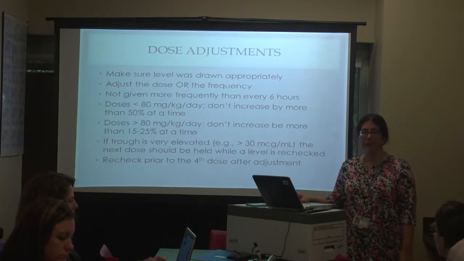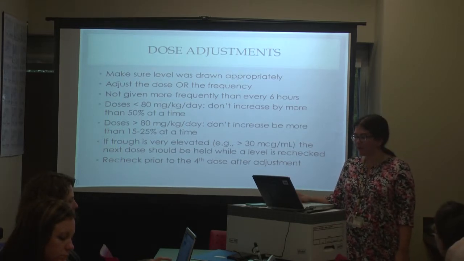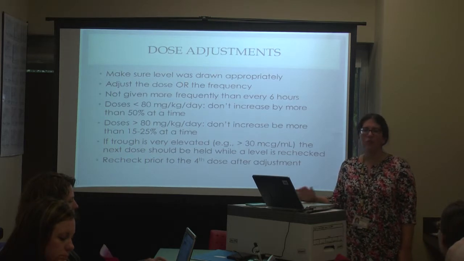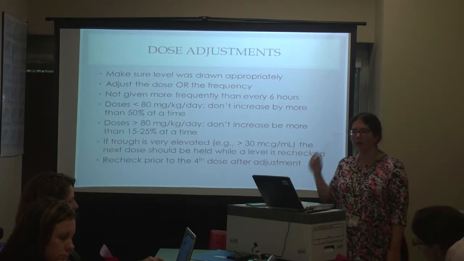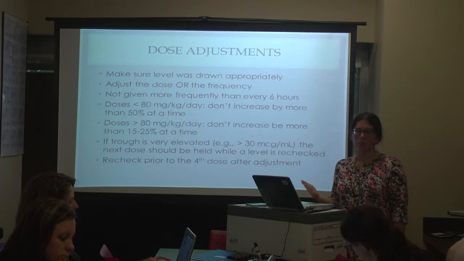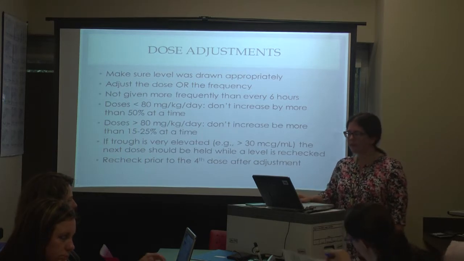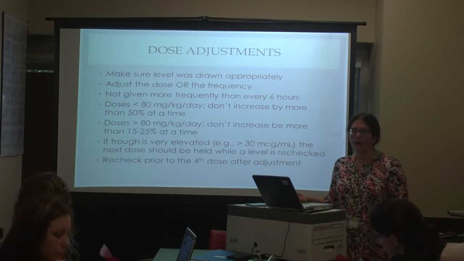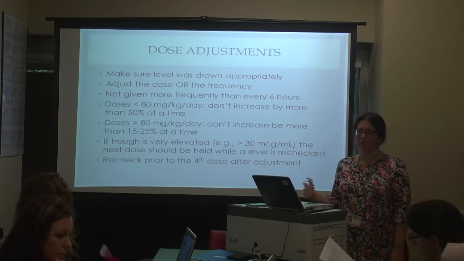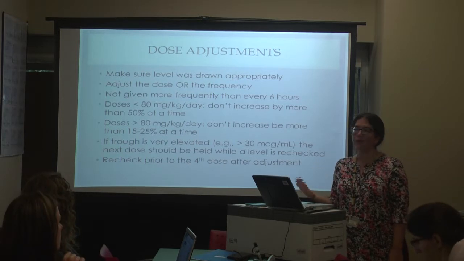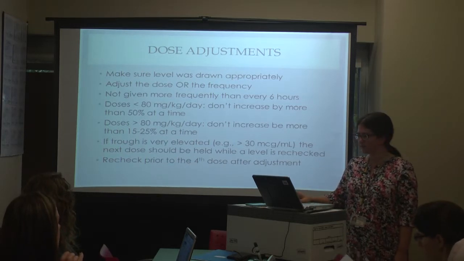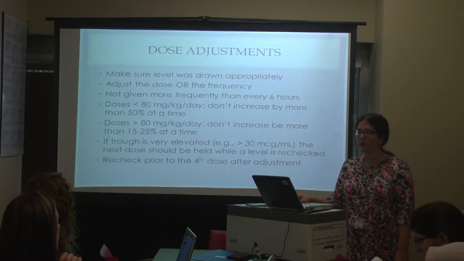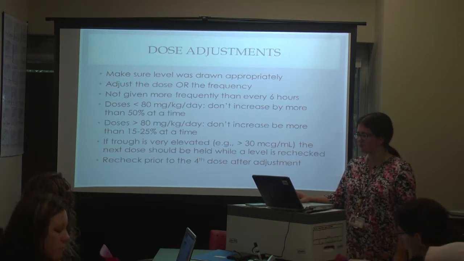If the trough is very elevated, greater than 30, for example, then we probably should hold the vancomycin, check another level, and make sure that it's trending down and in an appropriate range before we restart the vancomycin. And certainly we'd want to make an adjustment to our regimen as well, but you probably need to get another level to make sure that the level is decreasing before you reduce it. And then after you make adjustments, we want to recheck prior to the 4th dose.